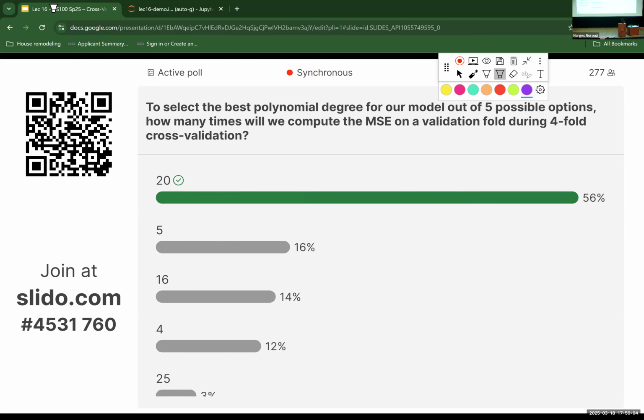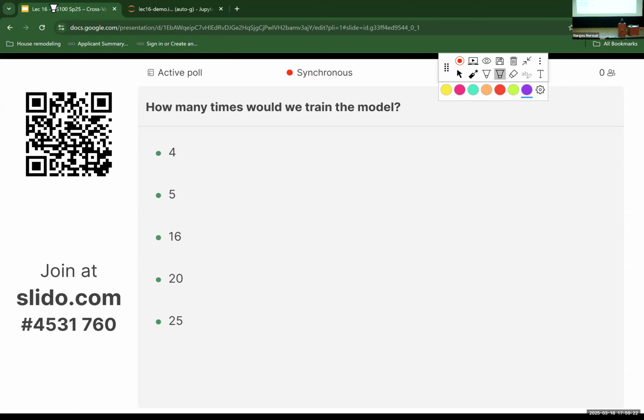Let's see. 20 is the right answer. Remember, each one of those iterations gives me a model. A model needs to be evaluated on a validation set using MSE. So we calculate it. 4 times 5 is going to be 20. That is right. How many times do we train a model in the same scenario? 5 hyperparameters or 5 options, and then 4 folds or 4-fold cross-validation. How many models are we training?